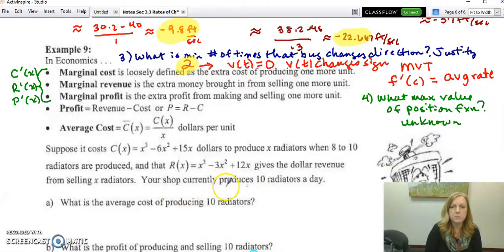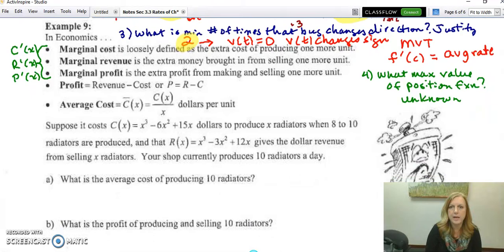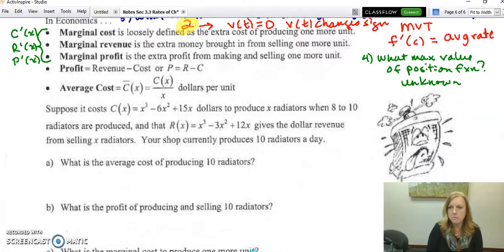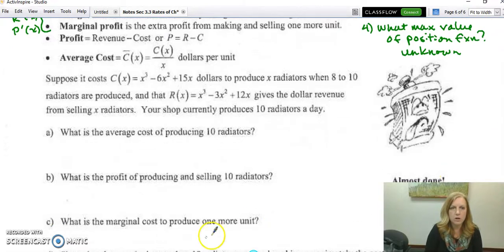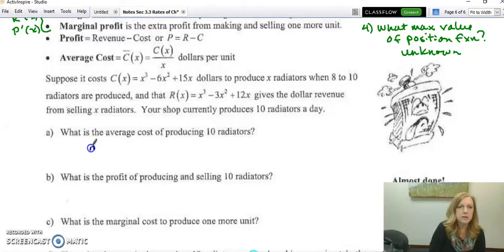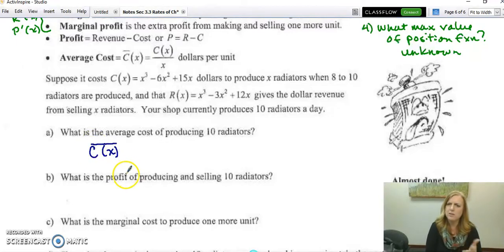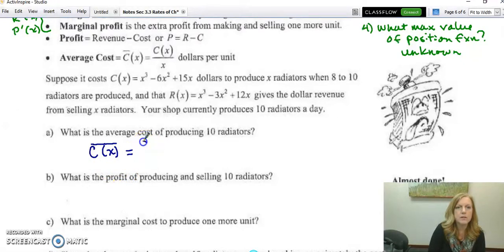Your shop is currently producing 10 radiators per day. So we want to make some decisions based on what we're seeing with our cost and revenue functions. The average cost is simply knowing the formula. Our average cost is C bar of X, like an X bar when you do an average, which means we take C of X and divide by X. That's my formula from above.